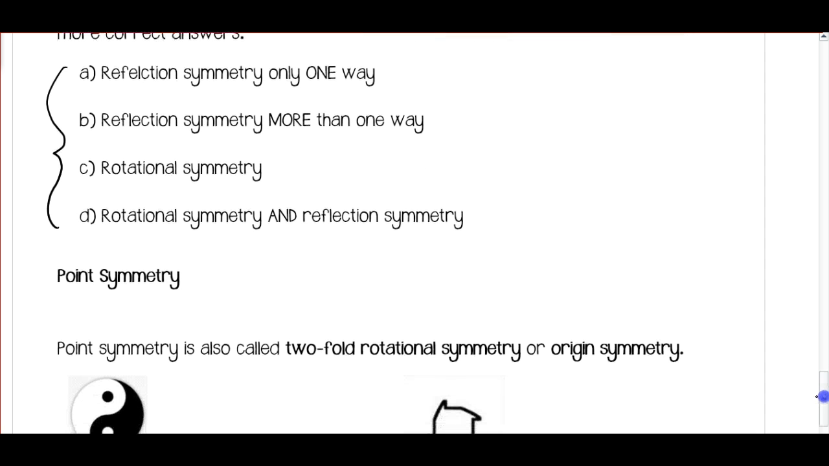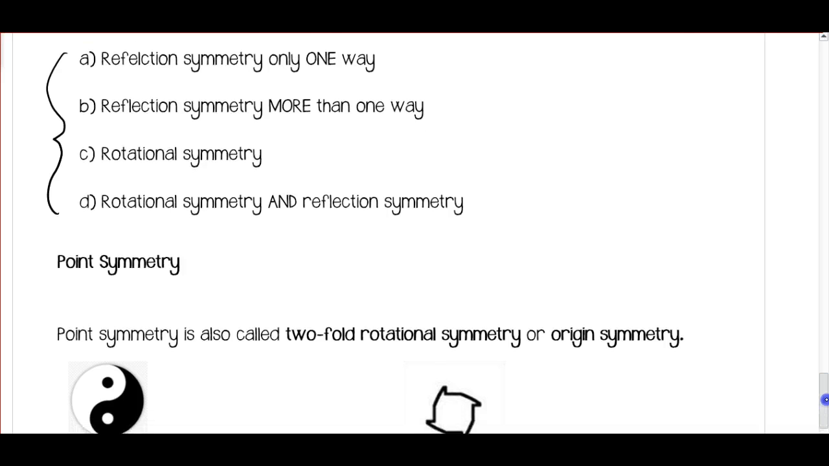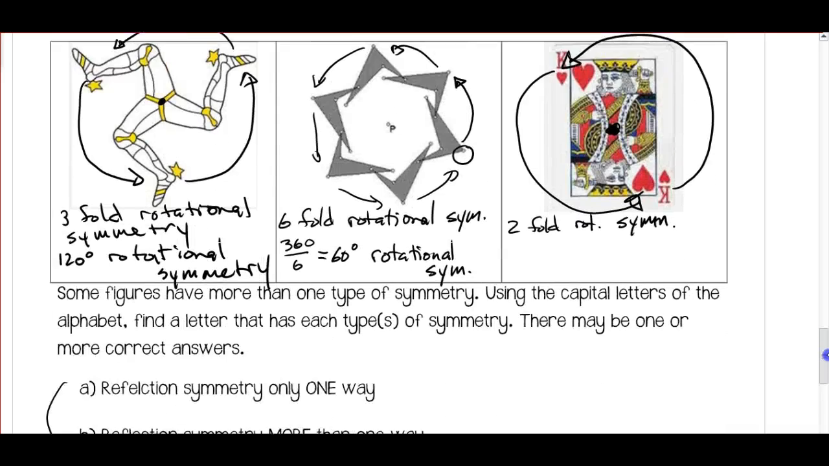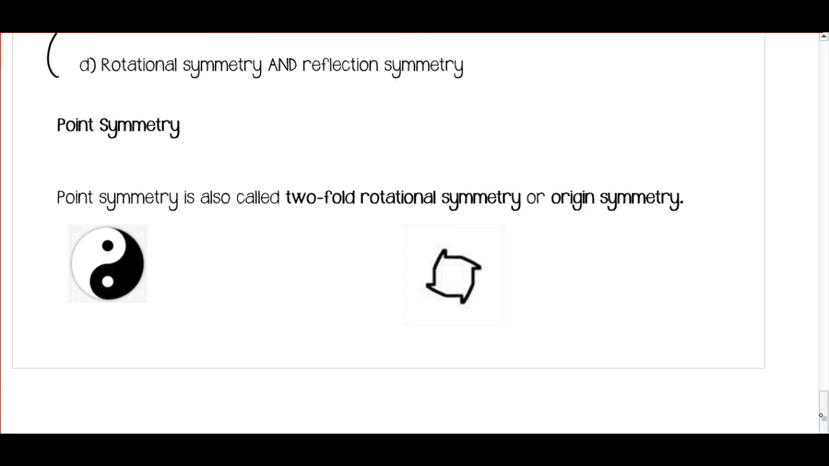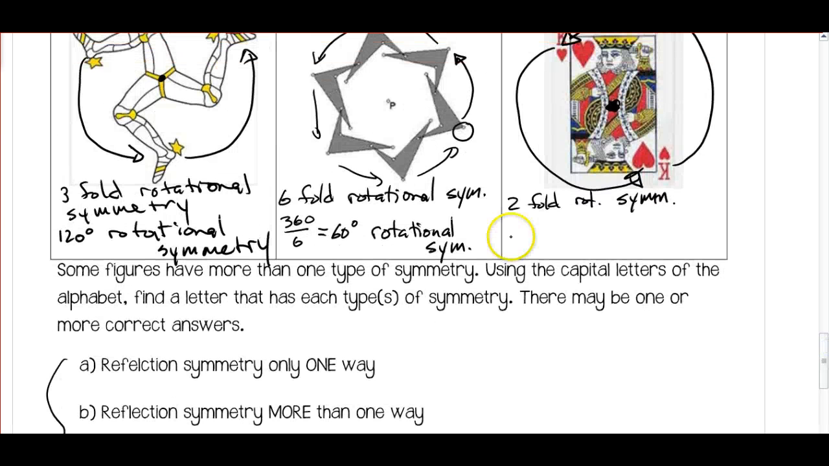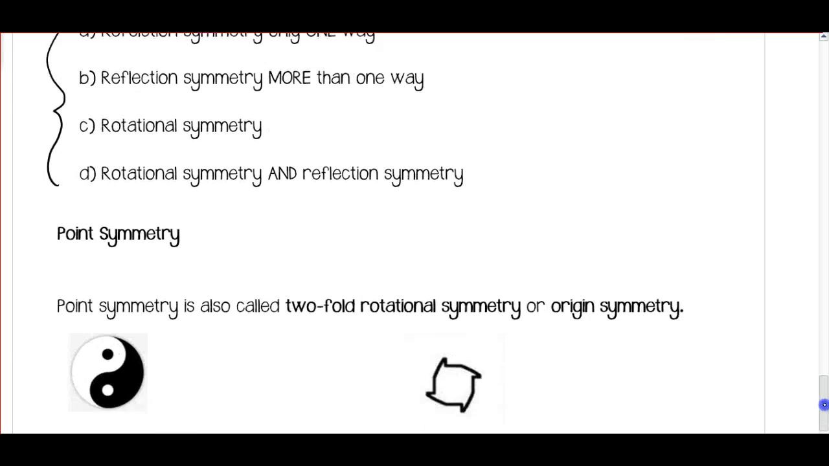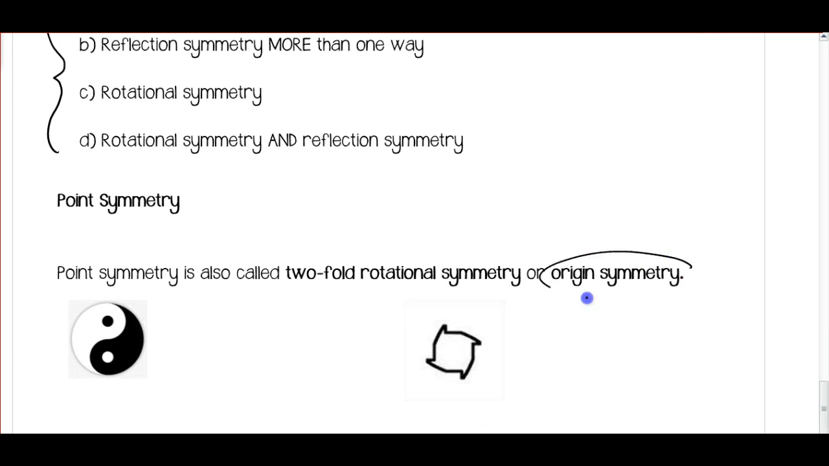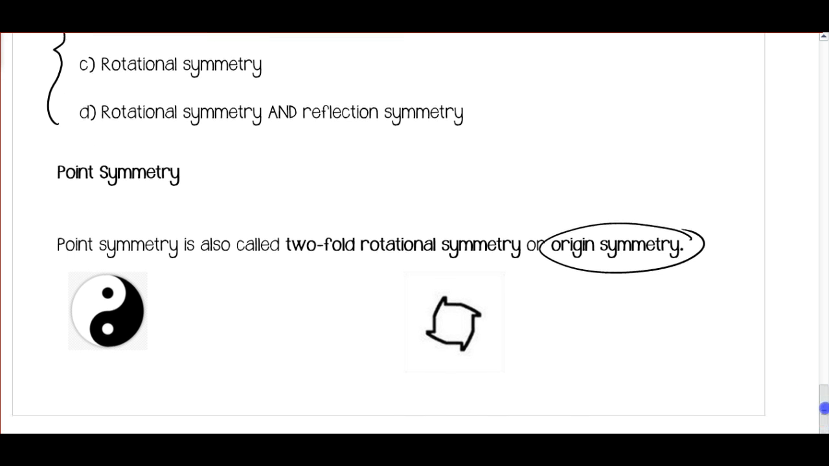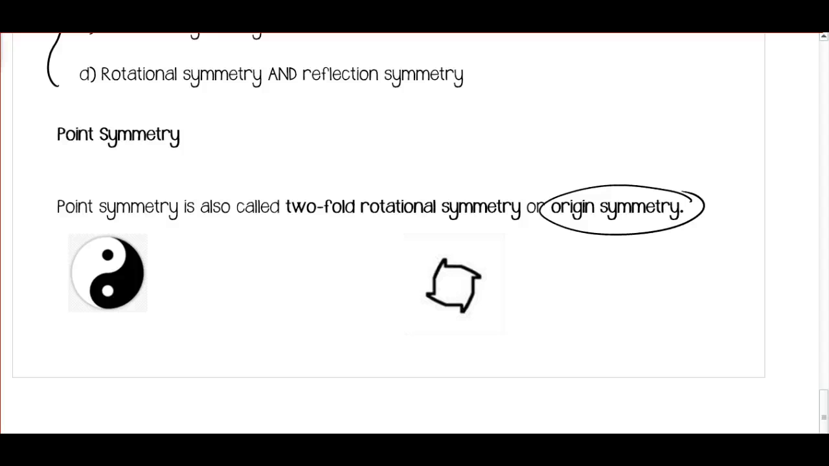Alright, so hopefully you didn't have any trouble with parts A through D. Let's talk about point symmetry. I alluded to this a little bit when we talked about the playing card example up here. So for point symmetry, it's also called two-fold rotational symmetry. So that's what we had up here. Two-fold rotational symmetry. We could also call this point symmetry. And sometimes it's also called origin symmetry. If we're working on coordinate axes and we're rotating 180 degrees, it might be called origin symmetry.